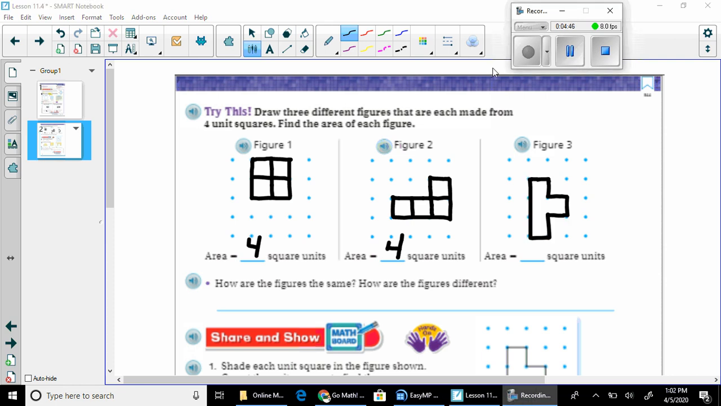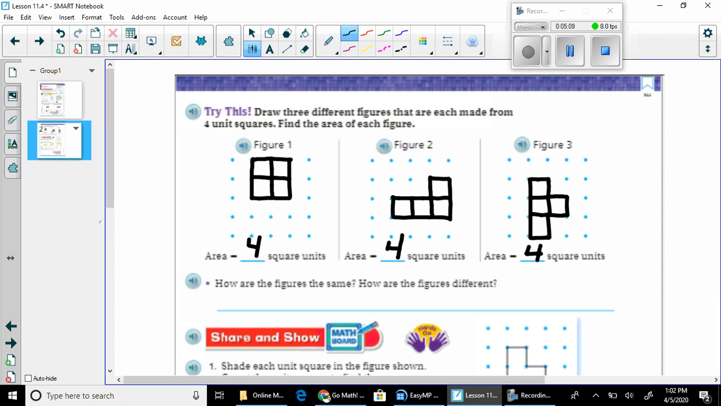All right, so here is my shape for figure 3. I'm going to go ahead and block it off so you can see each unit. So there is 1, 2, 3, 4 square units. So down below, I'll write the area is equal to 4 square units.